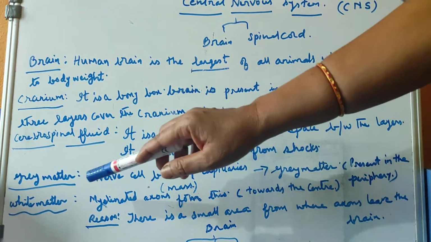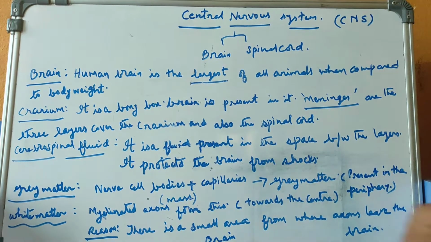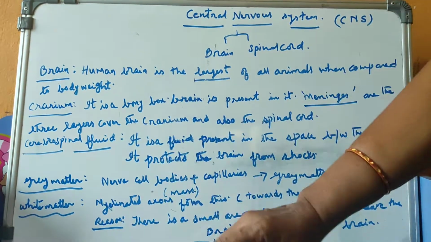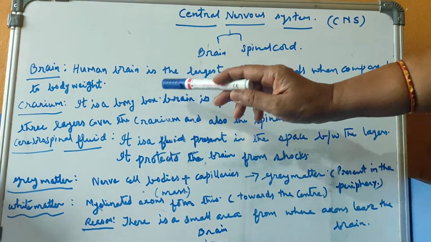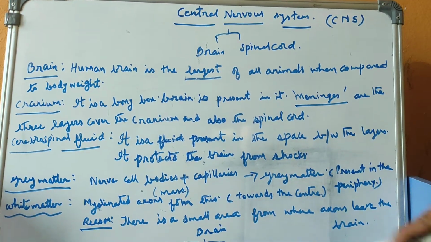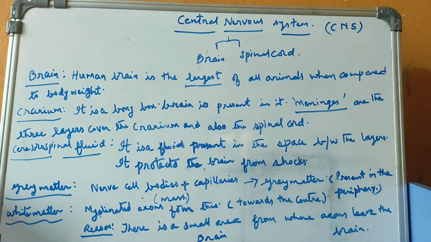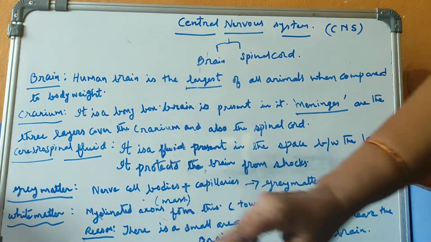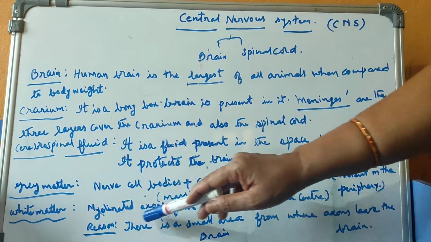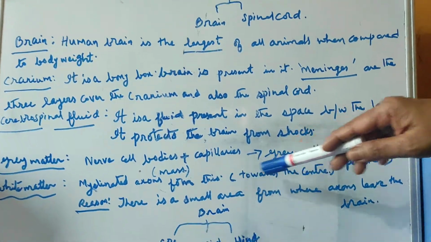So the peripheral area is gray in color, whereas the center is white in color, and this is called white matter. What is white matter? This is myelinated axons, which I already discussed in the previous video. Myelinated means fatty sheets around the axon. All these myelinated sheets together form the white matter, and this is present towards the center.